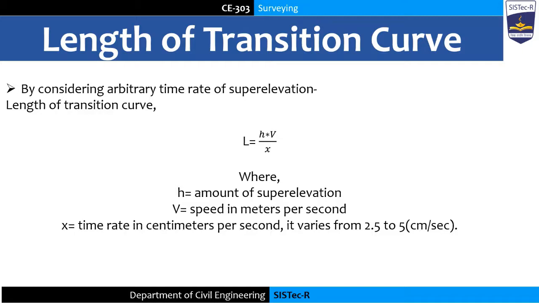So this is the second criteria according to which length of transition curve, that is L, is given by h into v upon x. Different notations have different meanings. X is a time rate in centimeters per second. Its value varies from 2.5 to 5 and the unit is centimeter per second. So in the question you will get different data about the different criteria, and according to that you have to calculate the length of transition curve.